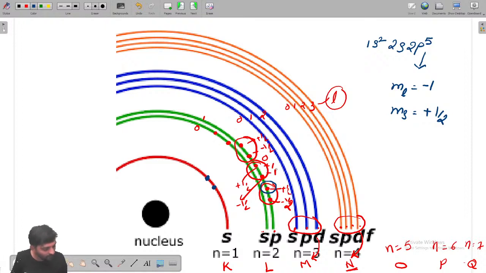Which subshell is filled first? Obviously the lowest subshell will fill first. After S, P will fill. After P, D will fill. After D, F will fill. But in some cases you will have a problem. I will tell you the problem. Okay, Mahindra. Okay.